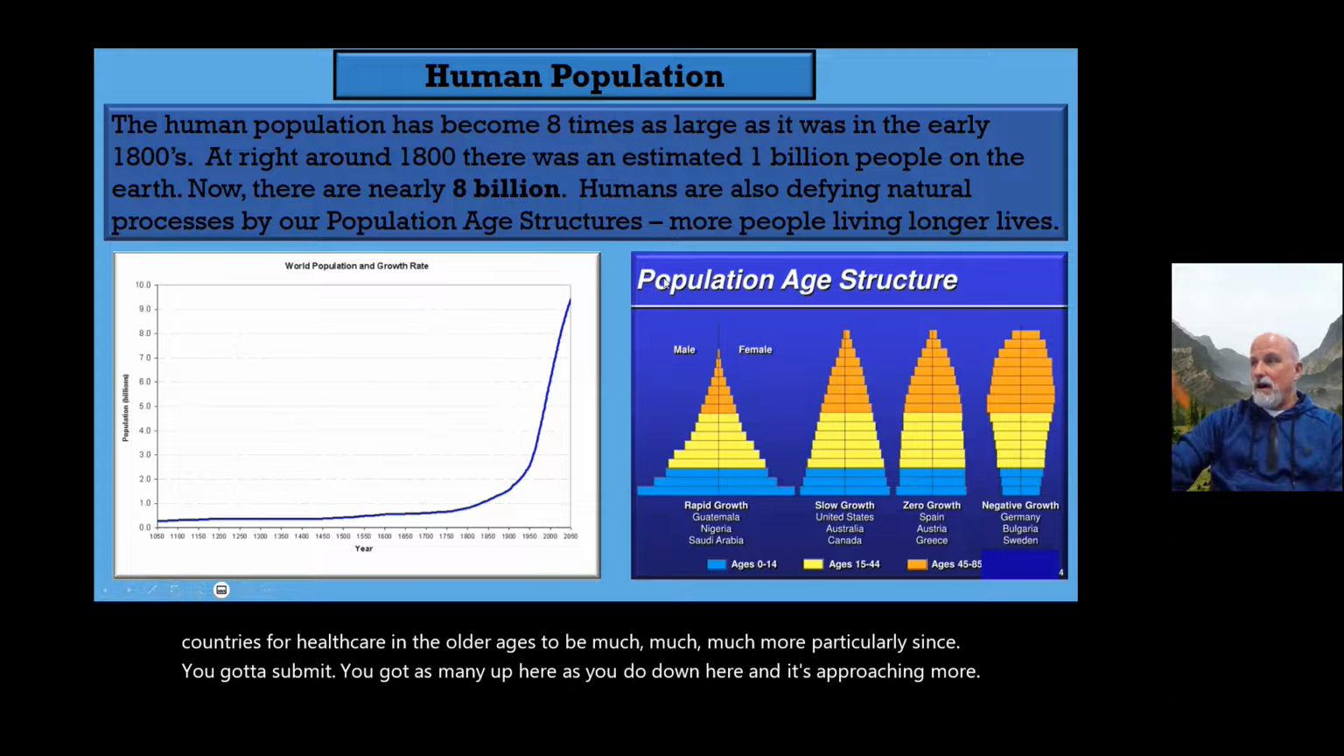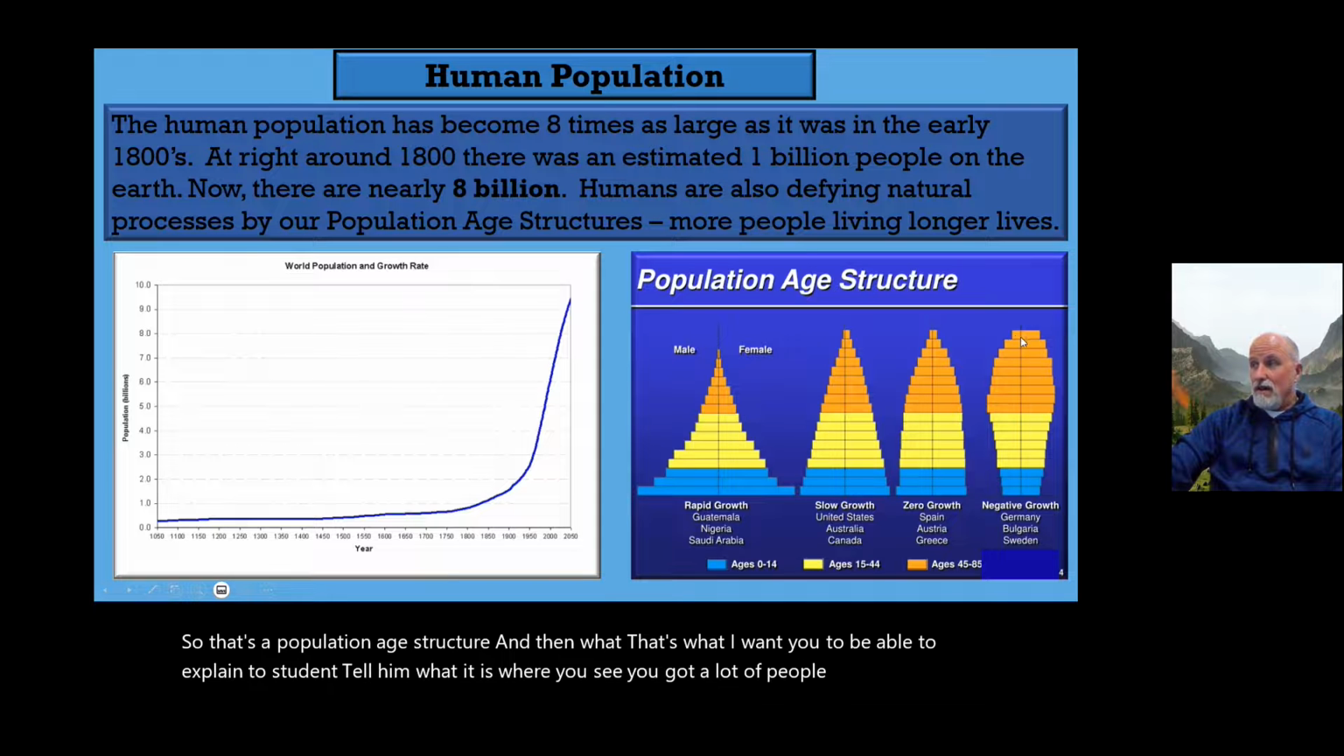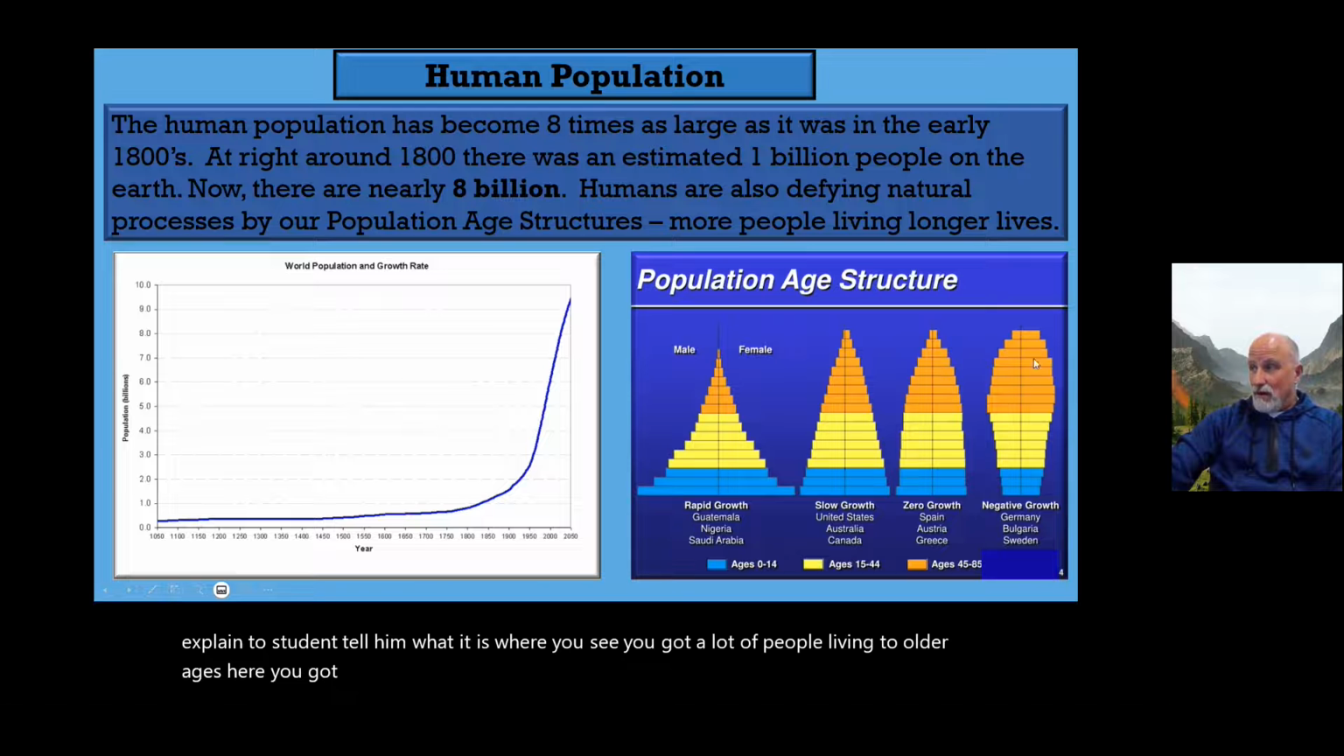Okay, so that's a population age structure, and that's what I'd want you to be able to explain to students, tell them what it is. Where you see you got a lot of people living to older ages here. You got almost more older people here than you do younger. But down here, over on this one, you have more younger people than you have older people.